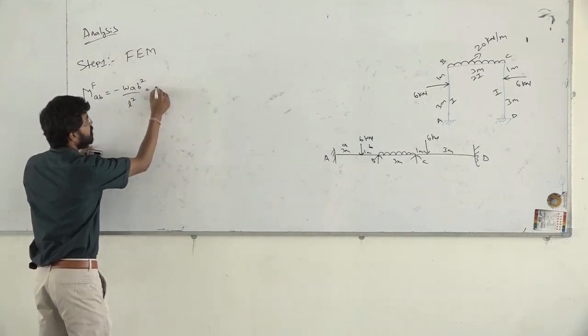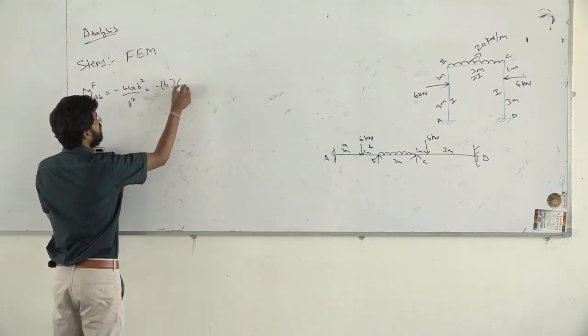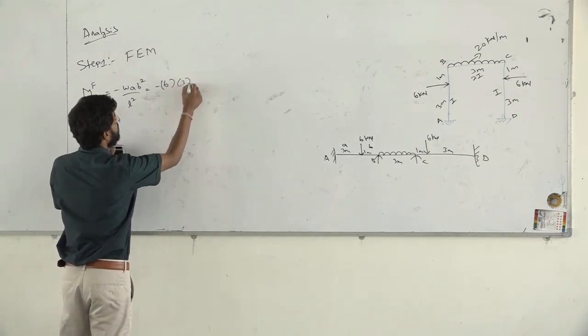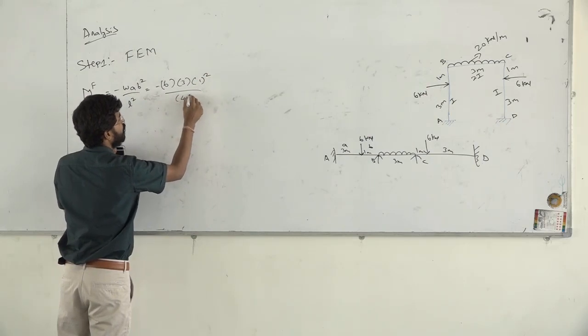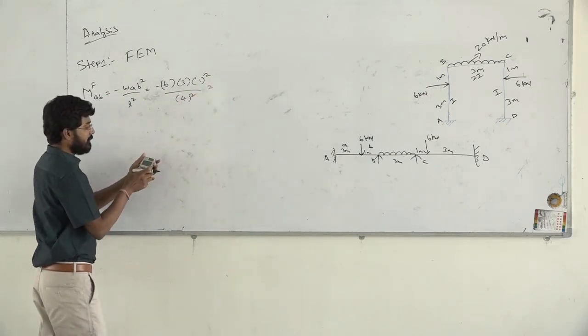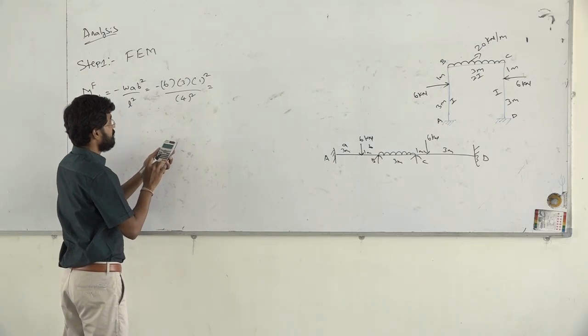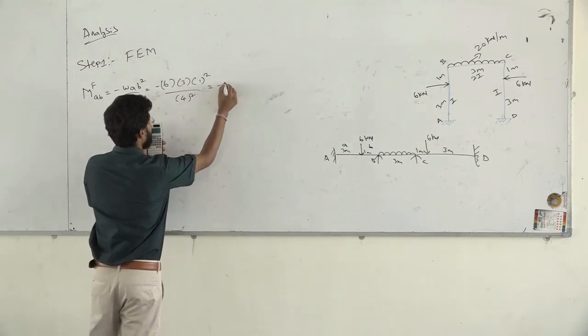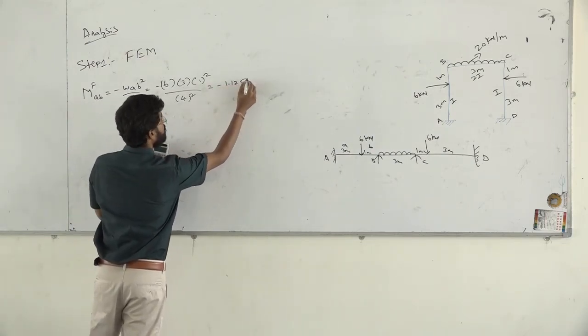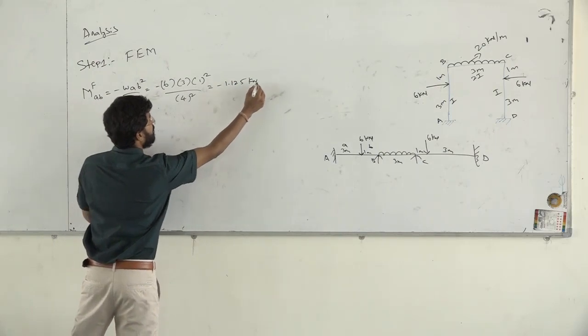So W, how much do we have? Minus W, which is 6, and A is 3, B is 1 meter, whole square upon L square, which is 4 square. Now if you go with your calculator, 6 into 3 into 1 divided by 4 square. The answer here is minus 1.125 kilonewton meter.